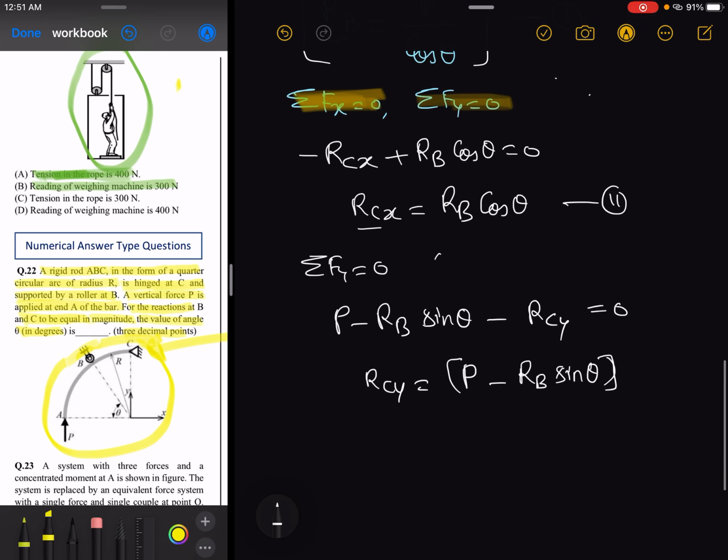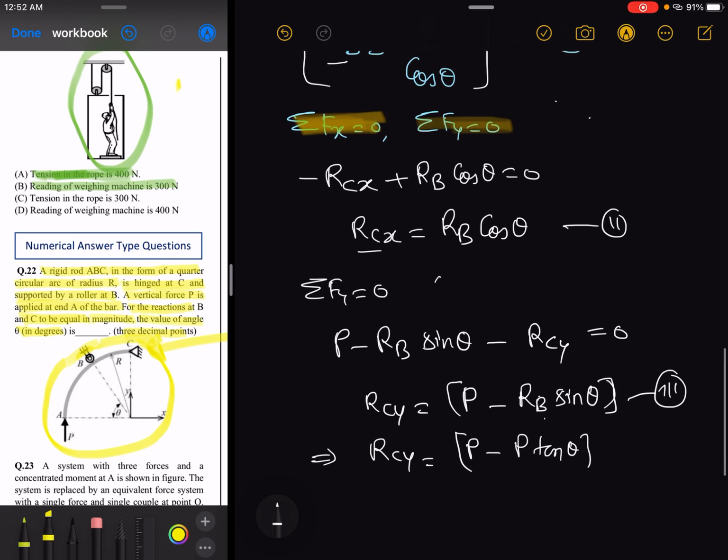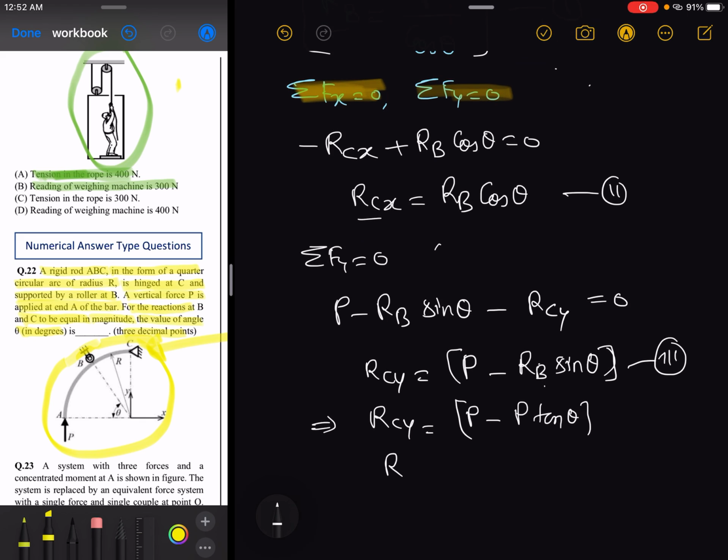If I mark this as equation number 3, from equation number first I am putting the value of RB in equation number 3. So I am getting RCY equal to P minus P tan theta, because RB is equal to P upon cos theta. When I place P upon cos theta here, sin theta upon cos theta converts into tan theta. So we are getting RCY as P into 1 minus tan theta.